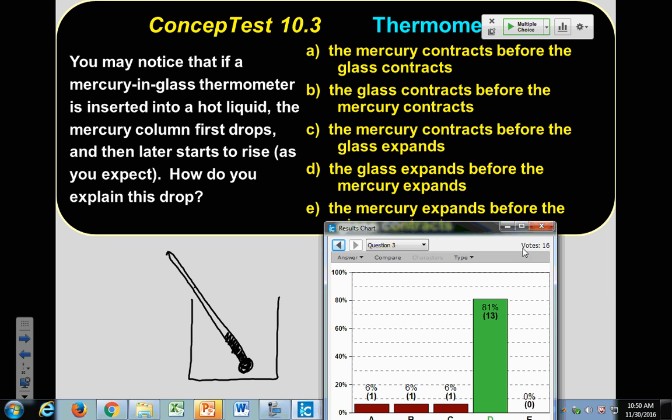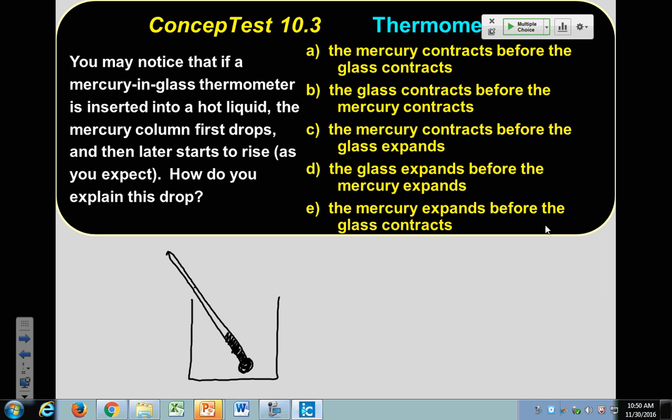Okay, good. D is right. The glass expands before the mercury expands. Because when I put this mercury thermometer in a cup of hot water, it causes the glass to expand first, because the glass increases temperature first, it gets bigger, and that mercury just sort of falls back into that now bigger bulb at the end of our thermometer. So the correct answer then is D. The glass expands, and then later the mercury will expand, and it'll actually go up the column of the thermometer.